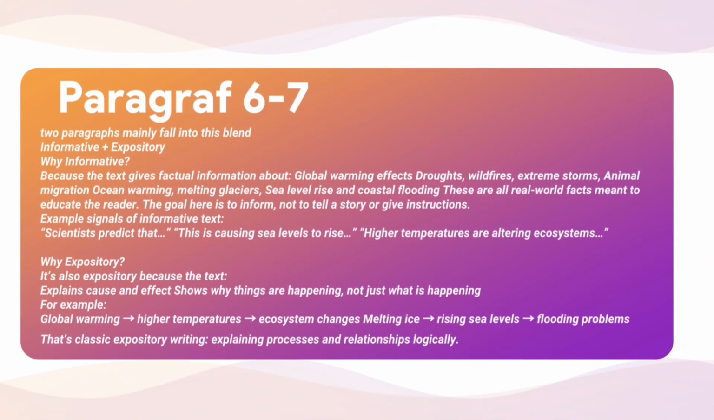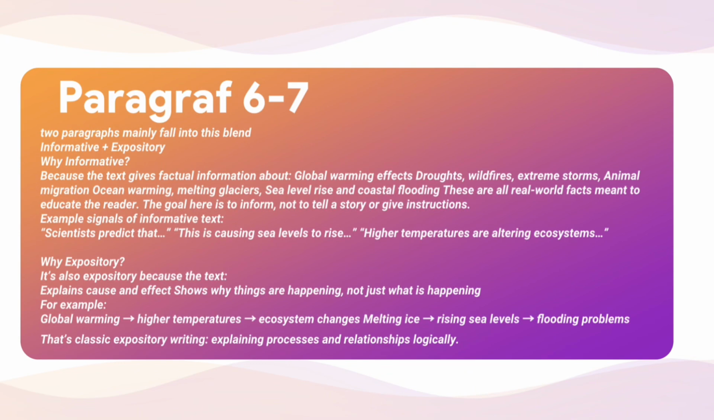What text blending type is used? The two paragraphs mainly fall into this blend, informative and expository. Why informative? Because the text gives factual information about global warming effect, drought, wildfire, extreme storms, animal migration, ocean warming, melting glaciers, sea level rise, and coastal flooding. These are all real-world facts meant to educate the reader. The goal here is to inform, not to tell a story or give instruction.